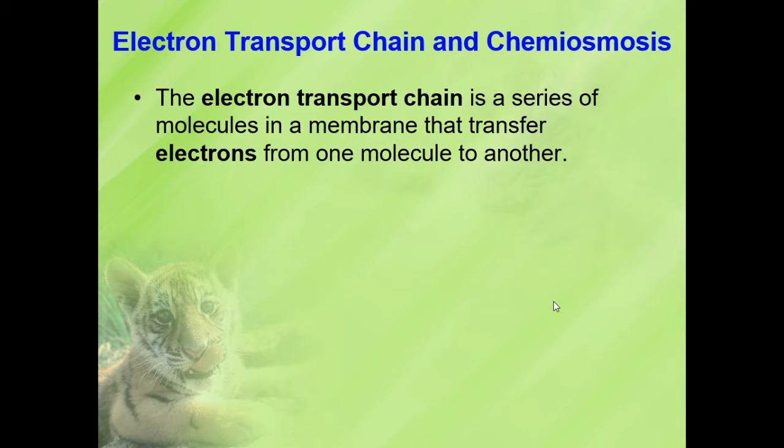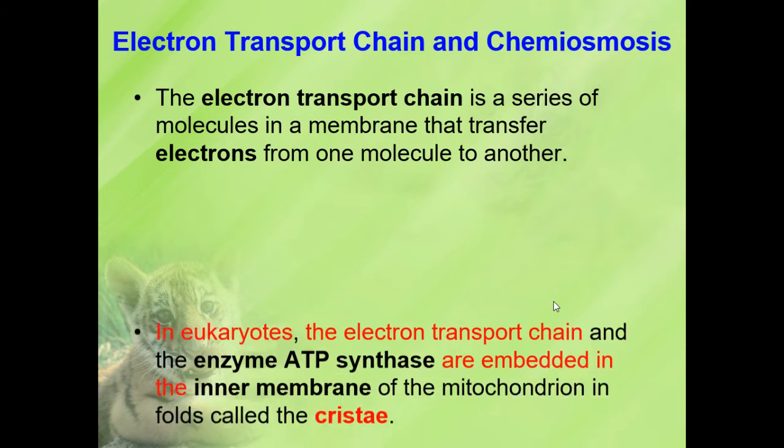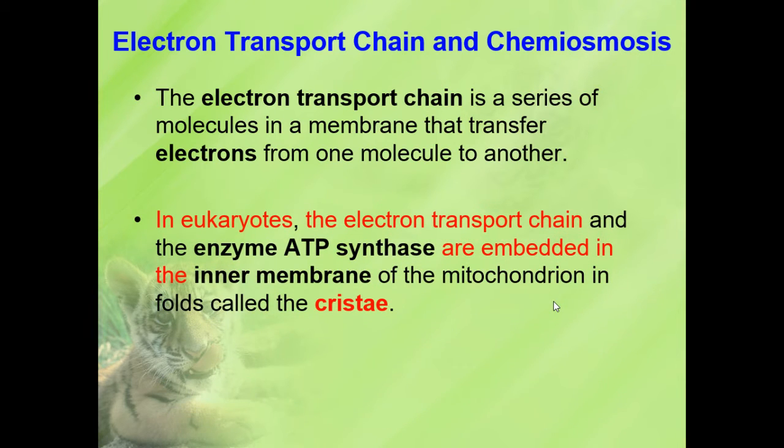And then we're going to go into the electron transport chain and chemiosmosis. Chemiosmosis is where we produce the majority of our ATP. So it's a series of molecules in the membrane that transfer electrons from one molecule to another. That's what electron transport chain means.